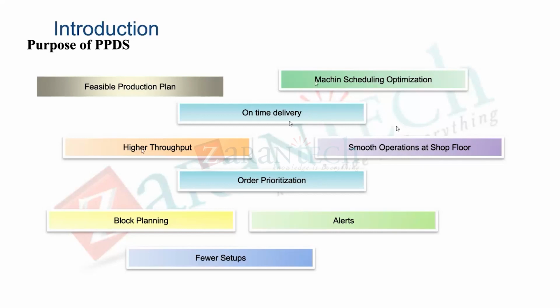Higher throughput, of course, because you can do it in the most optimized sequence. So you reduce your setup times. So your output is going to be very high. Correct? Smooth operations in this shop floor.